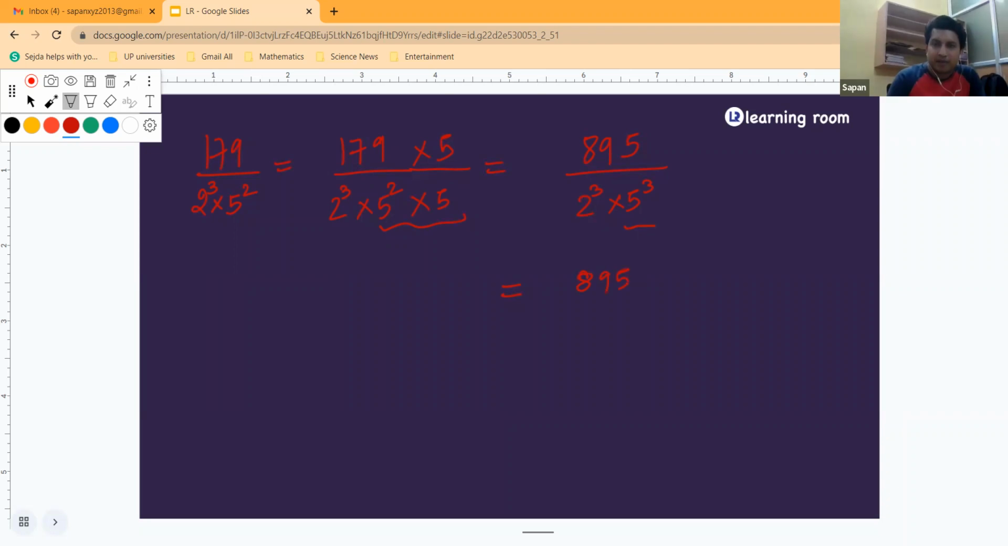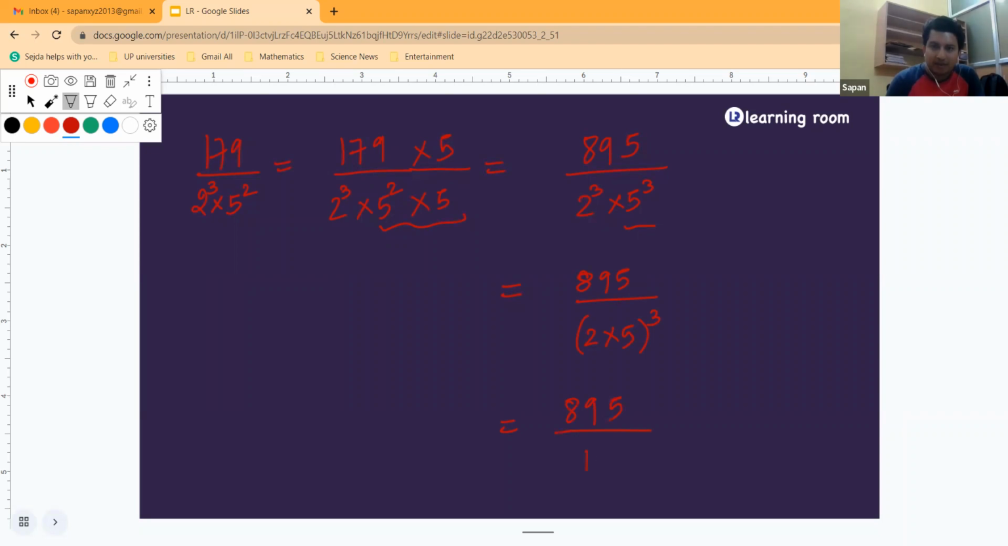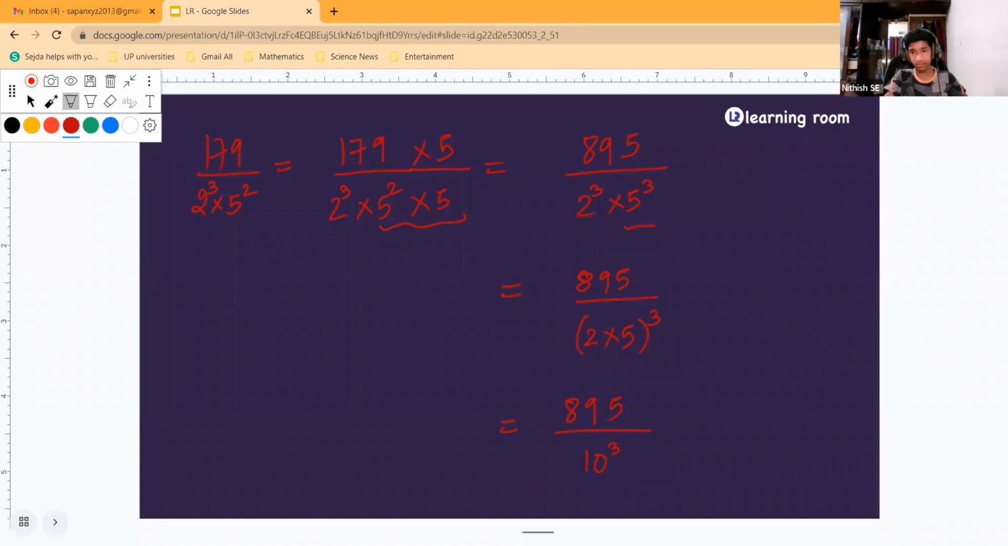Is it okay if I write it as 2 into 5 whole cube? Is it okay if I write it as 10 power 3? So I have a doubt. How did you get 2 to the power of 3 into 5 to the power of 2 into 5? Where did the 5 come from? You're making both of them equal like that. Yeah, I have a plan in mind.